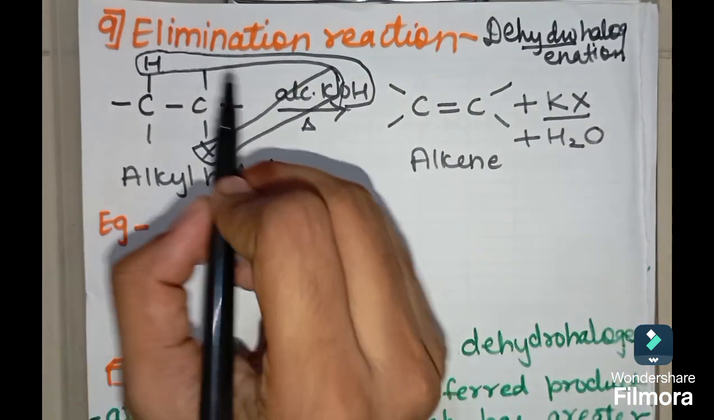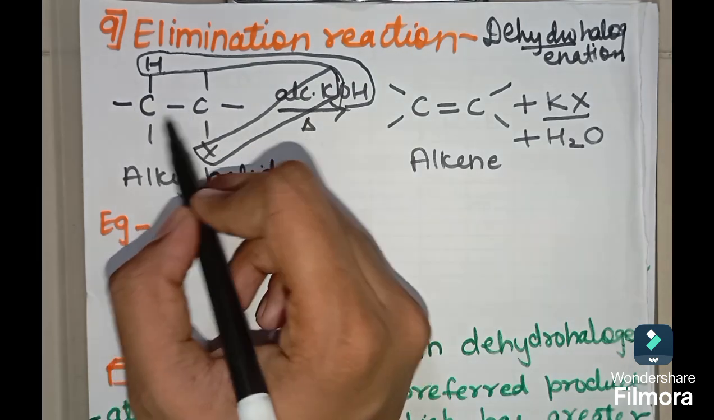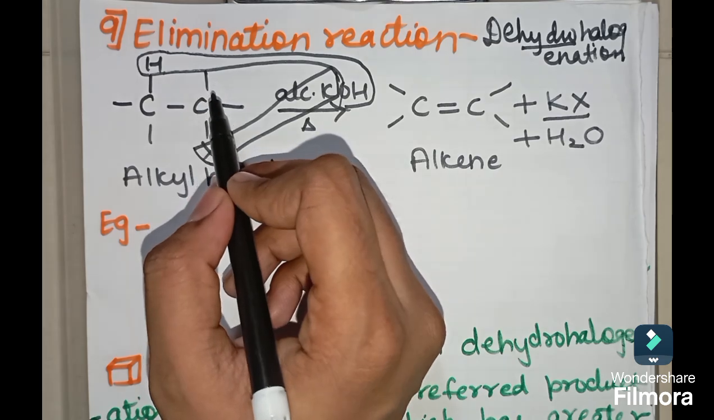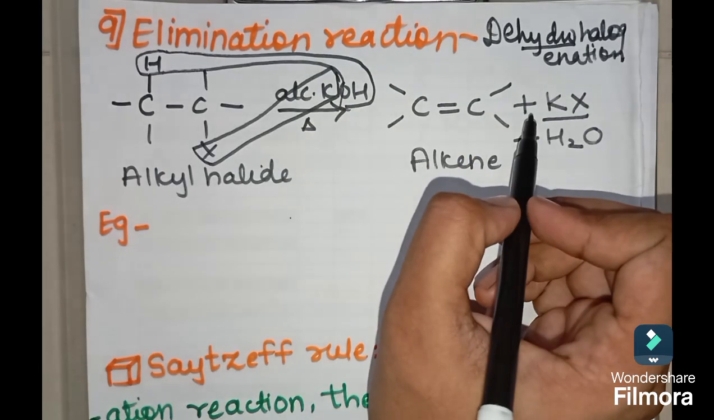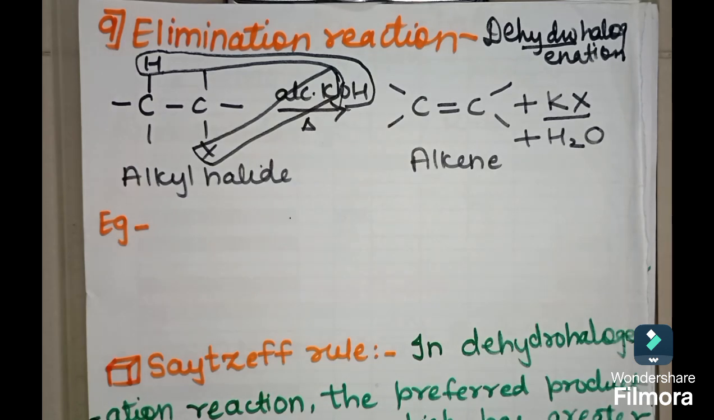So students, remember, halogen and hydrogen will be removed from different carbons. You don't have to remove the hydrogen and halogen from the same carbon. So now it will result in the formation of an alkene. Now students, we are going to do the reaction. We will do one example.